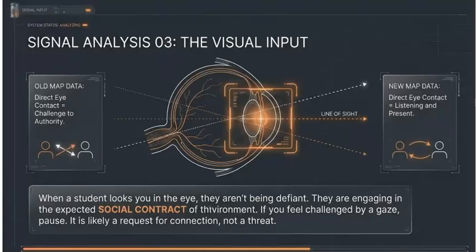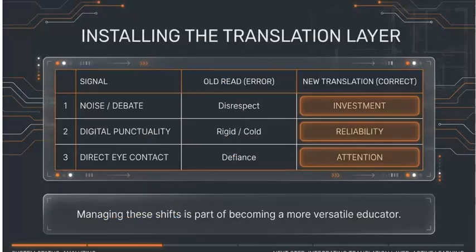One thing that's very important is I realized that the visual input, like direct eye contact, meant listening and being present. When a student looks you in the eye, it may not always be that they're defiant. It may just be a request for connection, not a sign of disrespect. And I'm not saying there could not be cases of that, but keeping that in mind really helps you a lot when it comes to navigating those instances where such things happen.